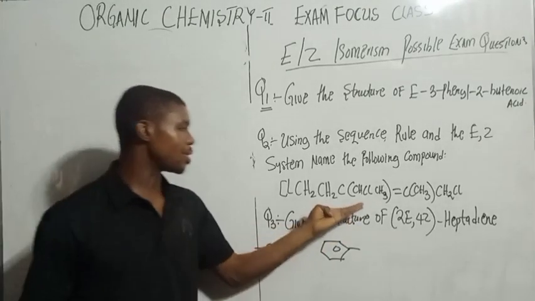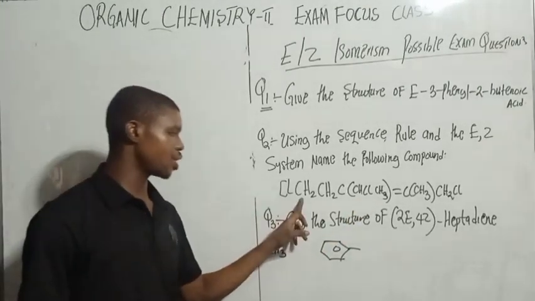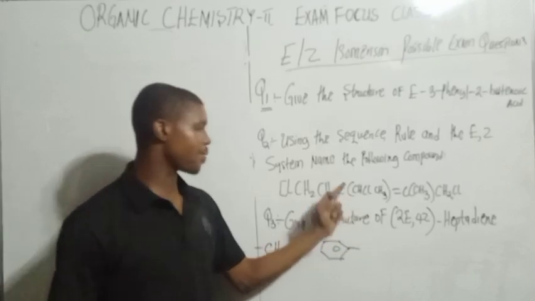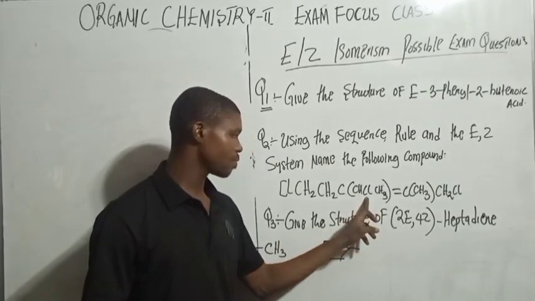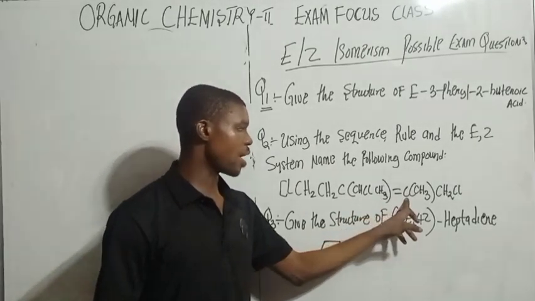Now let me do the second one. Here we have Cl, CH2, CH2, C, then carry on with CH, Cl, CH3. Then here we have this one here.